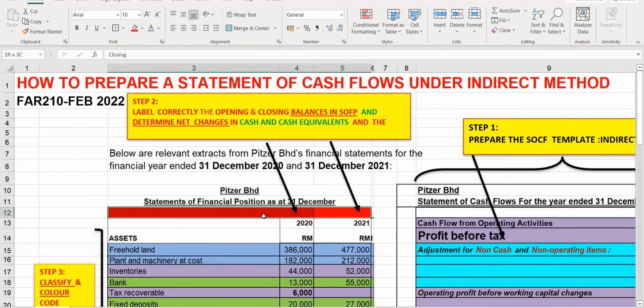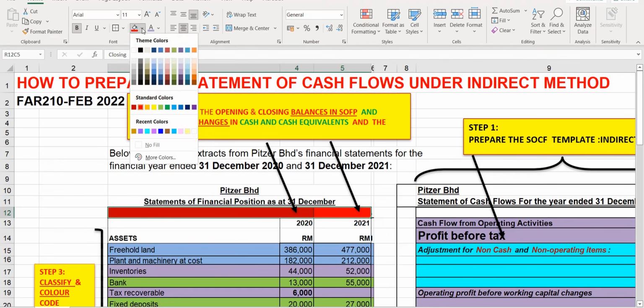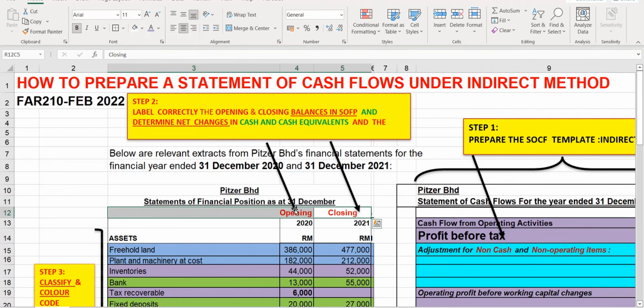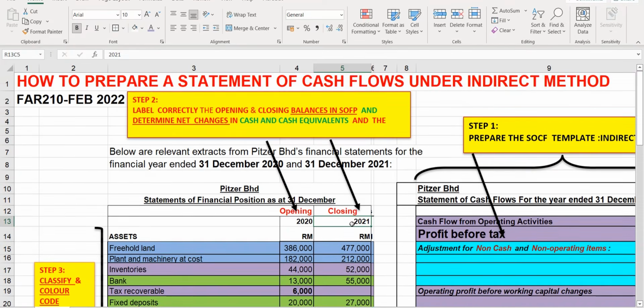You can do this here. I've already labeled that for you, where the opening balances are 31st December 2020, and the closing balances are 31st December 2021. You must get it right.